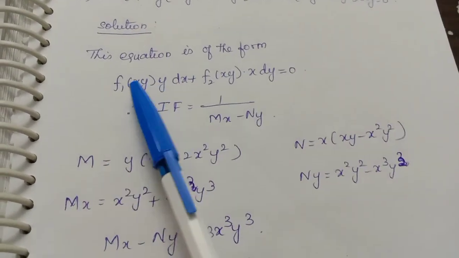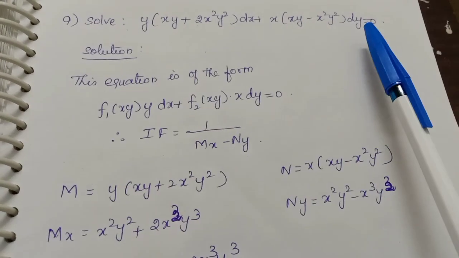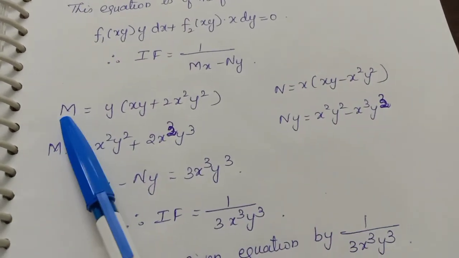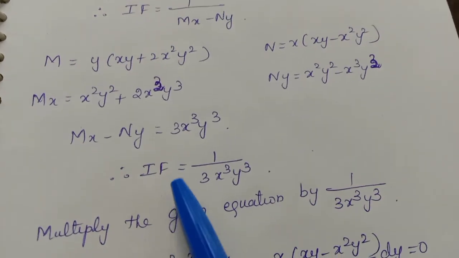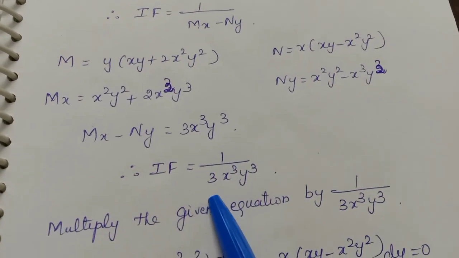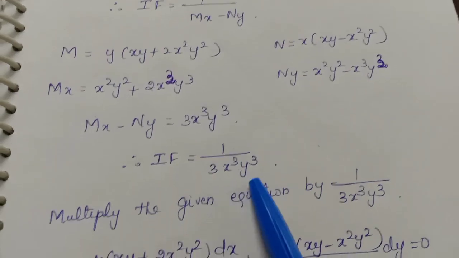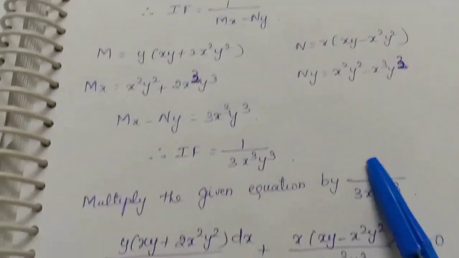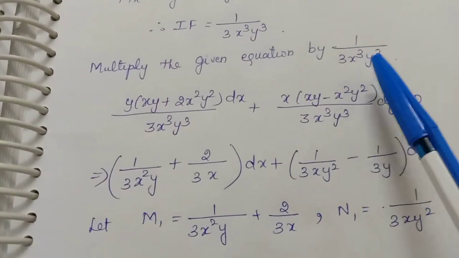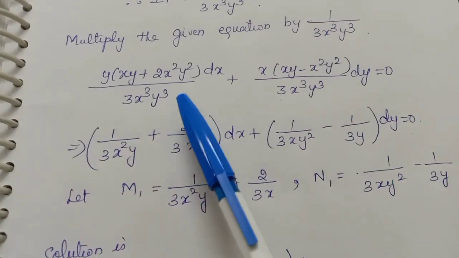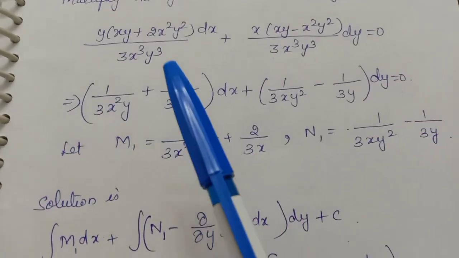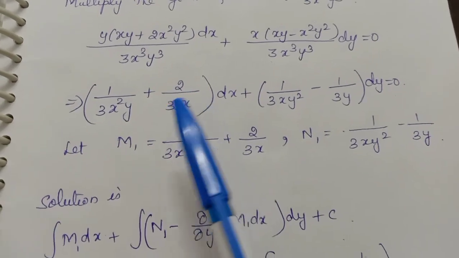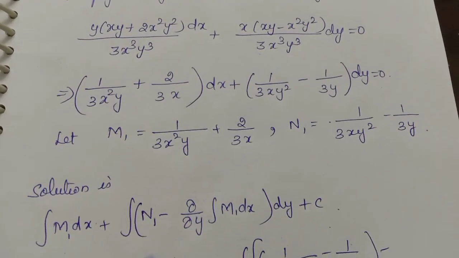Here m is the coefficient of dx and n is the coefficient of dy. So from that find mx and find ny and write mx minus ny. The integrating factor is 1 by mx minus ny. It is 1 by 3 x cube y cube. So multiply the given equation by 1 by 3 x cube y cube, and simplify. So I am getting it like this. This equation will definitely be exact. If you want, you can check. But directly I am going to write the solution here.